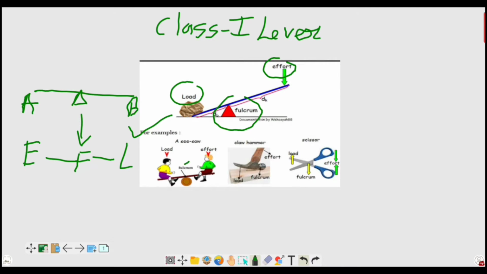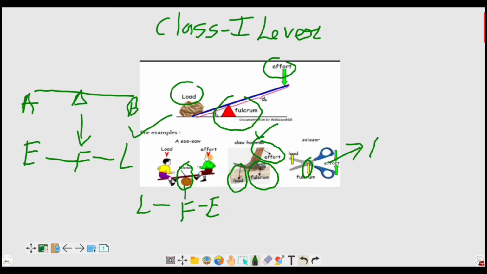In the seesaw, this fixed point indicates the fulcrum, one side the load is there, other side the effort is there. So this indicates a class 1 lever. Same way the claw hammer, this part is a fixed fulcrum. This is the effort, and the nail which you want to remove indicates the load. In the scissors, this is the fulcrum. The handle part indicates the effort. The blade of the scissors indicates the load. So all these are class 1 levers.